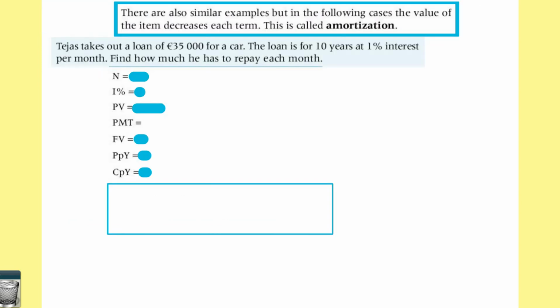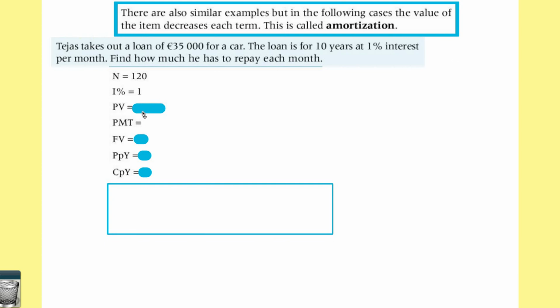Similar example, but now it's called amortization, and that's when it's decreasing in value. Tejas got a loan for $35,000 for a car, and the loan is for 10 years at 1% interest per month. So N is going to be, let's see if you're getting this right. Oh, my mouse isn't working, sorry. 120. Why is that? It is 10 years, each month you're paying, so 120 payments. Your I, your interest, is 1% per month. It doesn't say per annum, it's per month.